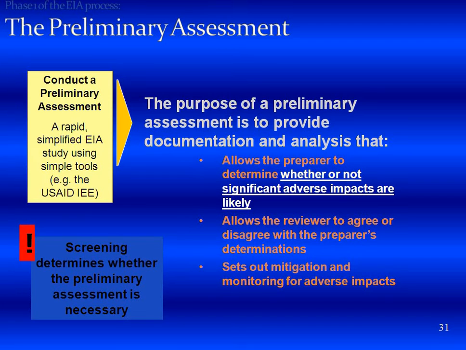The purpose of the preliminary assessment is to provide documentation and analysis that allows the preparer to determine whether or not significant adverse impacts are likely. The documents will provide that information, likely or not. It allows the reviewers to agree or disagree with the preparer's determinations. It also sets out mitigation and monitoring for adverse impacts. These are the basic components for the purpose of EIA. You should have thorough documentation, thorough mitigation plans, and proper estimation of the likelihood of things happening, taking all of this into account.